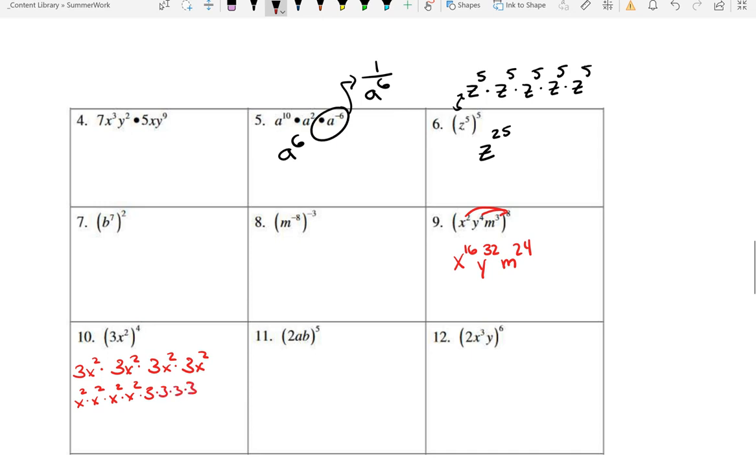Which is 1, 2, 3, 4, so it's x to the 8th, and then 3 to the 4th. Whatever that equals, that would be your answer.